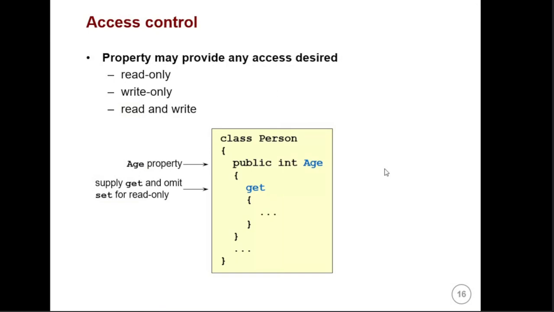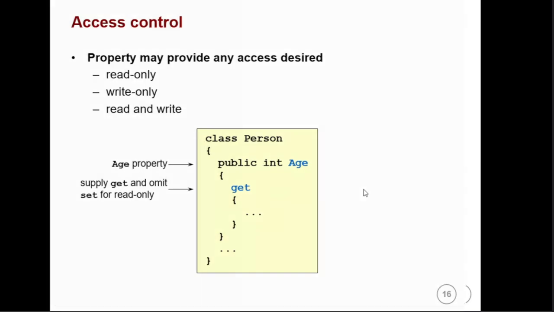So again, the good thing about using property is you will have the ability to control the access over that information. You can make it read only. To make it read only, you don't specify the set. If you want it write only, you don't specify the get. If you want to provide read and write access, then you implement both the set and get. So that is how you have full access over certain attributes.